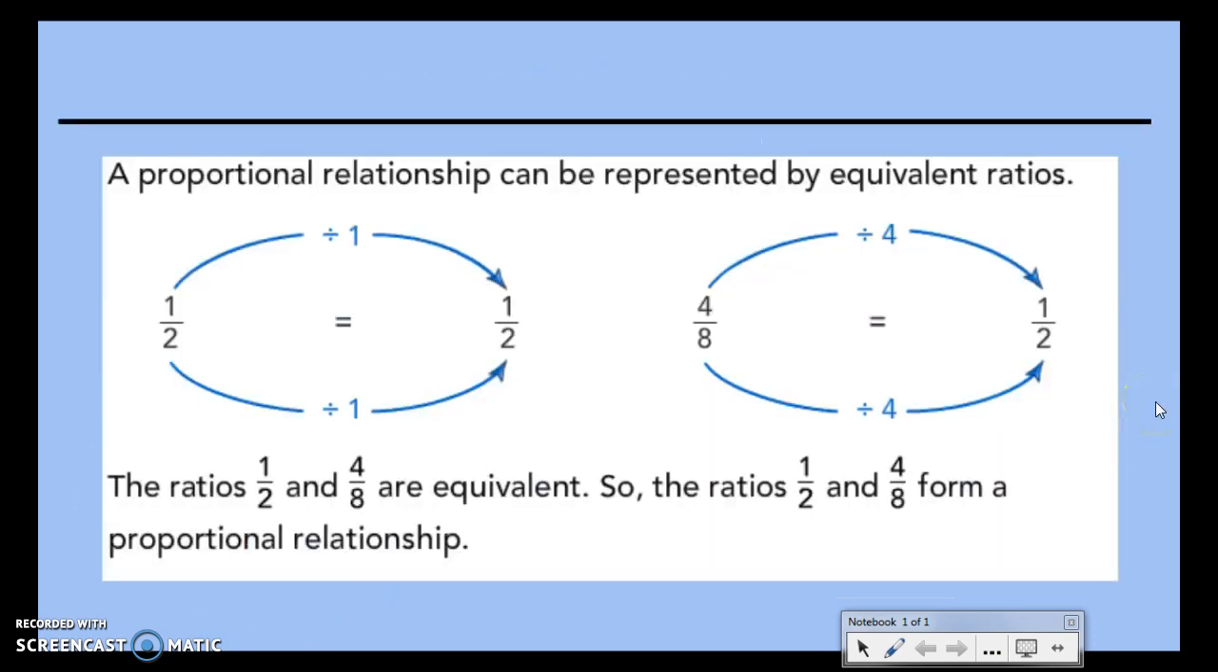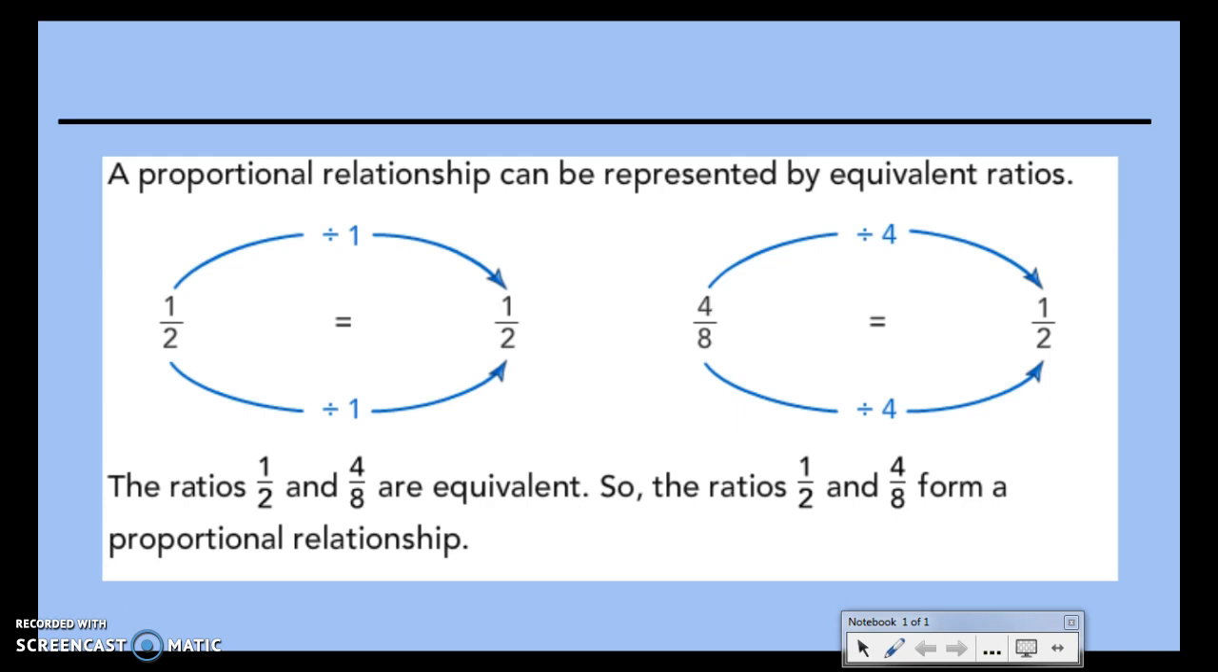A proportional relationship can be represented by equivalent ratios. We talked about what equivalent ratios were: ratios that are written differently but mean the same thing. Like, say, we go back to Miss Kevin's favorite food, obviously, pizza. If you have a pizza that has 8 slices, and you've eaten 4 of those 8 slices, that's the same as eating 1/2 of the pizza. So the ratios 1/2 and 4/8 are equivalent. The ratios 1/2 and 4/8 form a proportional relationship.